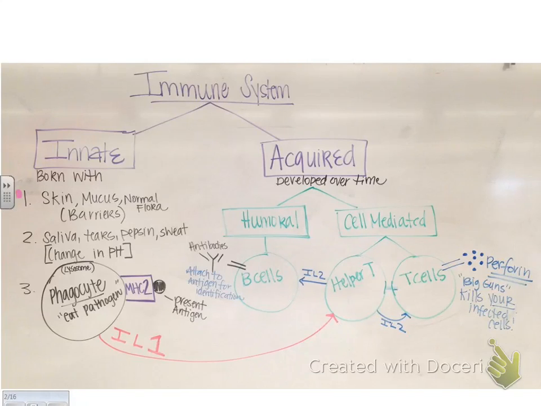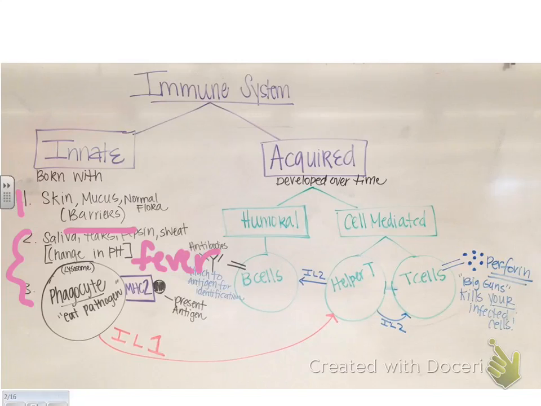Okay, so remember your first line of defense is skin, mucus, normal flora, and those are all barriers. And then both of these are second lines of defense. And that's going to be saliva, tears, pepsin, sweat. We added in fever. We added in inflammation.